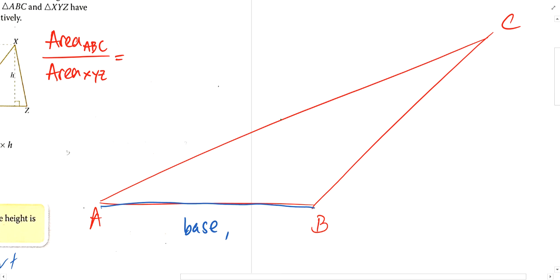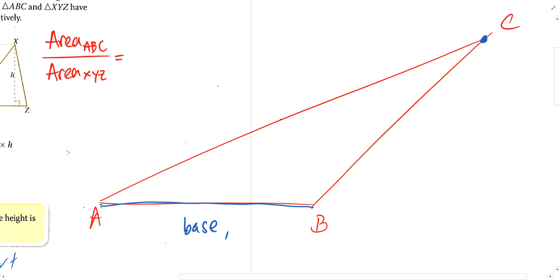Where is my height? If the base is AB, the height must start from where? You only have 3 options, A, B, or C. Which one? Okay, class, where is the height starting from? C. Okay, my A and B are already used for the base. The height will start from the one that was not used, start from C.